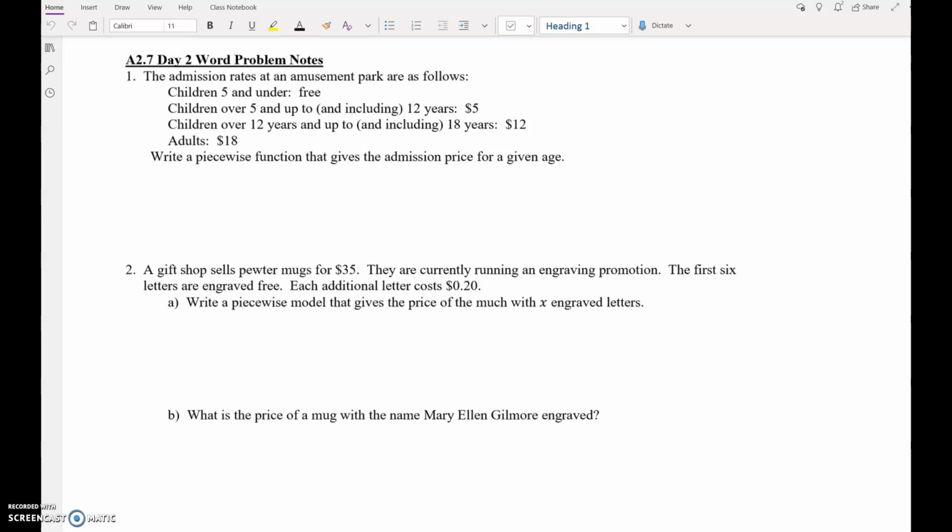Today we're going to look at some word problems involving piecewise functions, and then you'll have lots of work time to practice piecewise functions and get better at them.